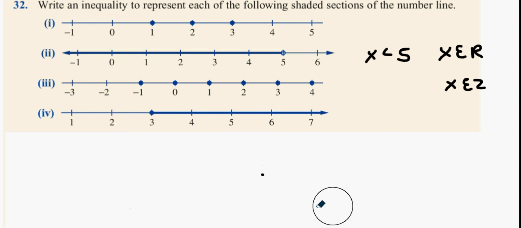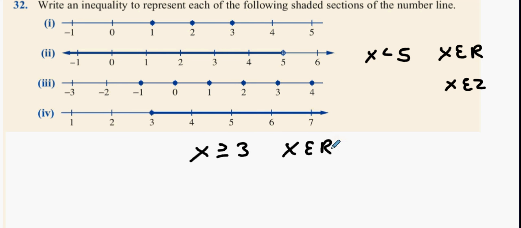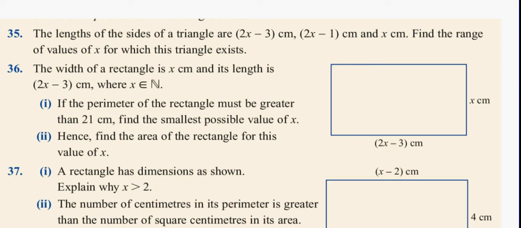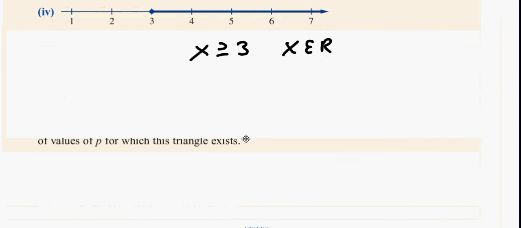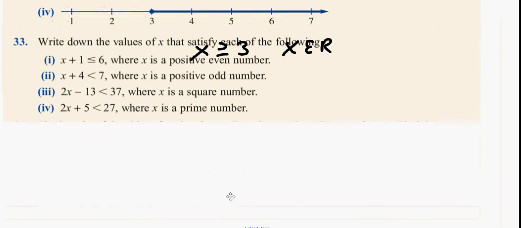The next one's very straightforward. What do you think? 3 and bigger? Dylan? Yeah, perfect. We good? Yeah. And finally, 33, isn't it? Right. Now. Alrighty. Write down all the values that satisfy this.